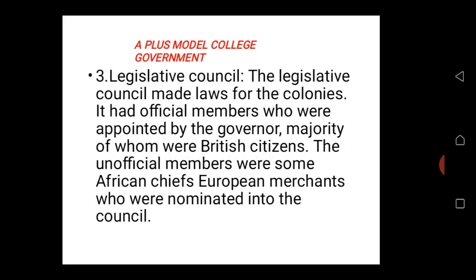The third one is the Legislative Council. The Legislative Council made laws for the colonies. It had official members who were appointed by the governor, the majority of whom were British citizens. The unofficial members were some African chiefs and European merchants who were nominated into the council. That is, they also made use of the legislative councils. These officials are appointed by the governor, and they also have some people from the African countries that they colonized.